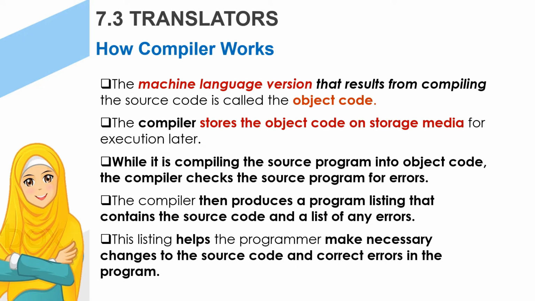compiler akan check. Kemudian dia akan produce a program listing yang akan contain the source code dan juga list of any error. Jika ada sebarang error dalam keseluruhan source code yang dia dah check tadi, dia akan produce a program listing. Yeah. This listing helps the programmer make necessary changes to the source code and correct errors in the program.